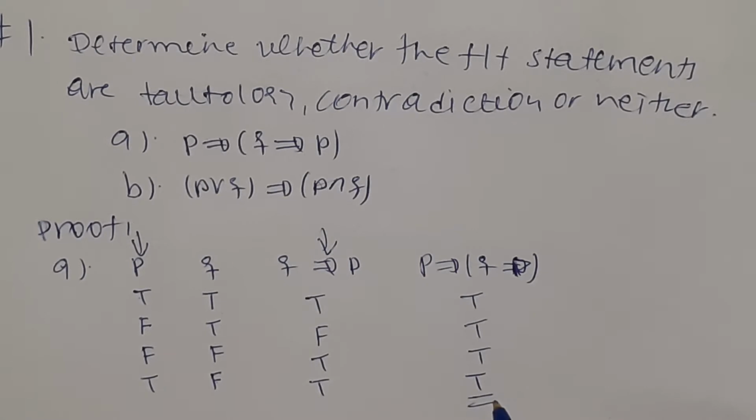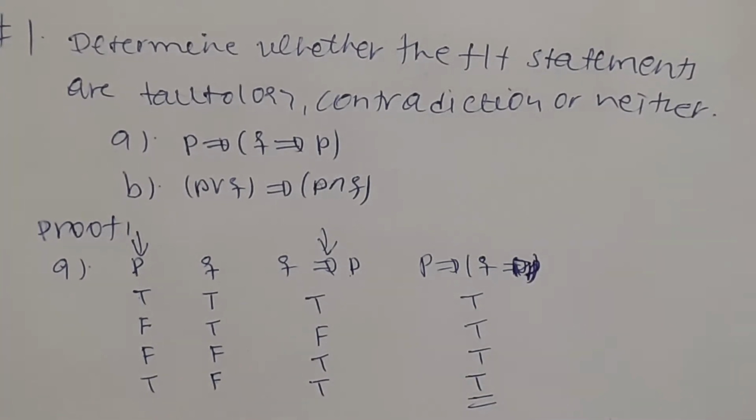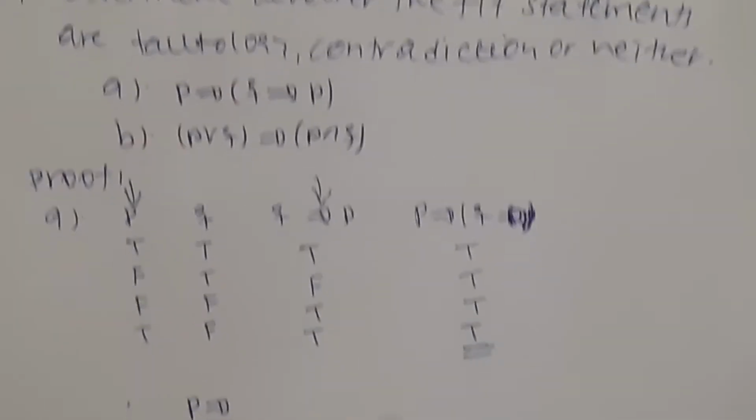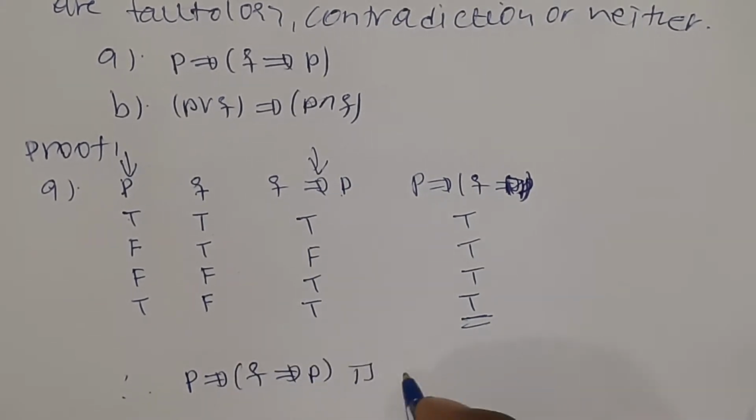As we clearly observe from the last column, the truth value of the given compound statement is always true, whatever the truth values of the component statements P, Q and Q implies P, and here's the property of a tautology. Therefore, since it is always true, the compound statement P implies (Q implies P) is a tautology.